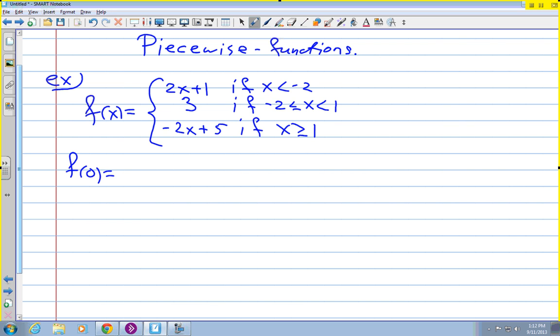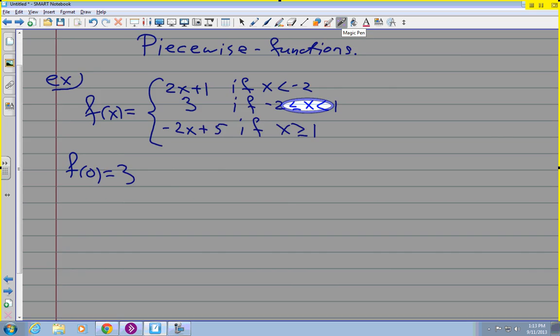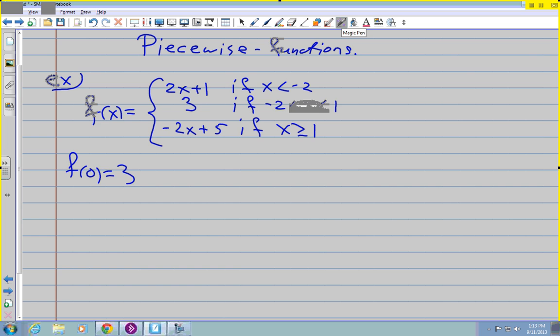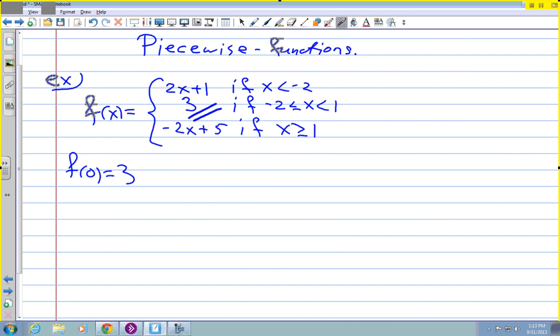And you would tell me 3. And how do we know that? f of 0 means x equals 0. That means it satisfies the middle inequality, right? That's where 0 is, in the middle. So 0 is somewhere in here. So therefore, f of x equals 3 is our function, which is a constant, so it's just 3.